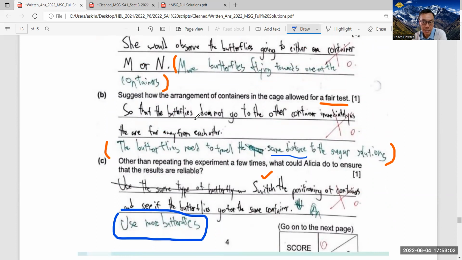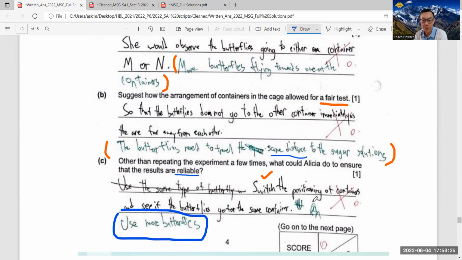Okay, actually part C, if you notice, part C, it says that other than repeating the experiment a few times, what could Alicia do to ensure the results are reliable? Okay, reliable means if you continue to do the experiment a few times, you get back the same result. Okay.